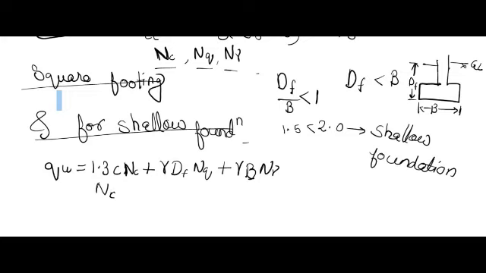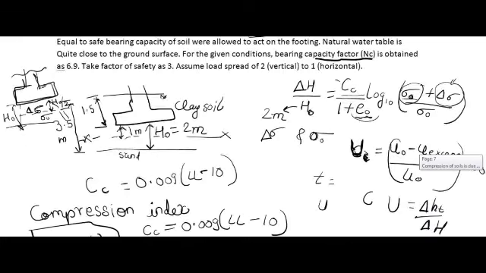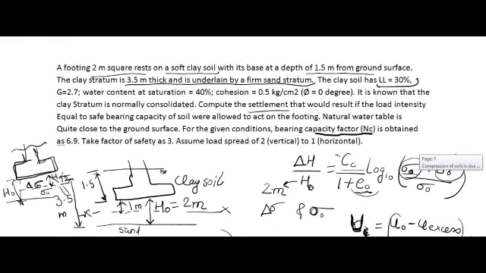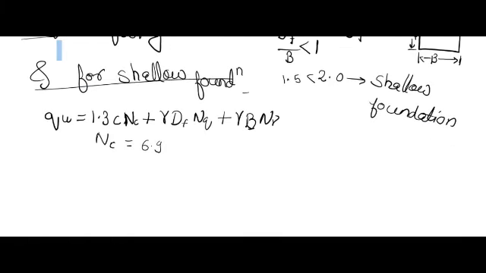The Nc value is given as 6.9 in the problem. As we can see, the Nc value is given as the bearing capacity factor. Then what about the Nq factor and N gamma? How do we find these things?